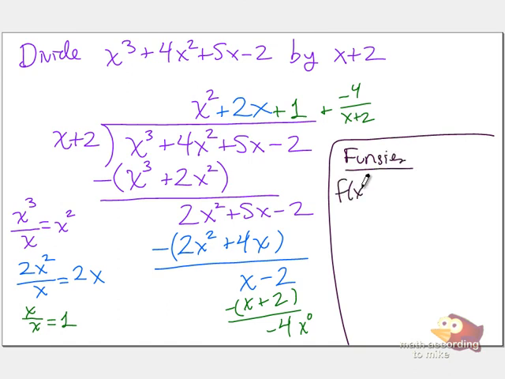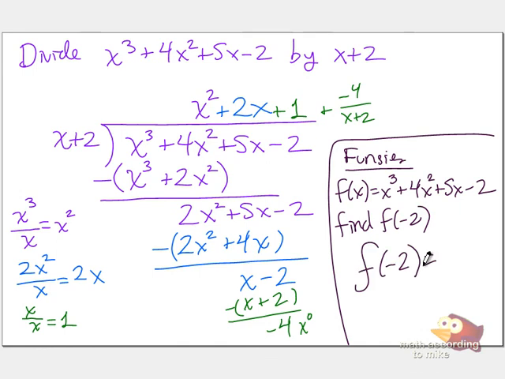Suppose we have the function f of x is x cubed plus 4x squared plus 5x minus 2. And I want you to find f of -2. So if you would, plug in -2 in for all those x's. Yeah, -4. Where else on the screen do we see a -4? It's right here. It's your remainder. This is getting into the remainder theorem.